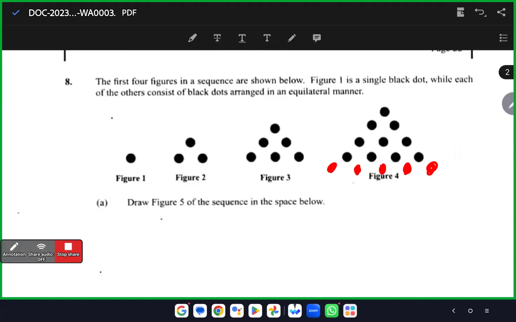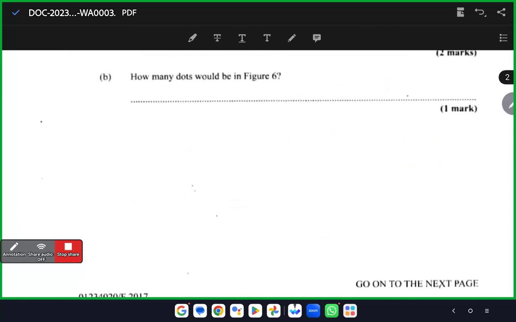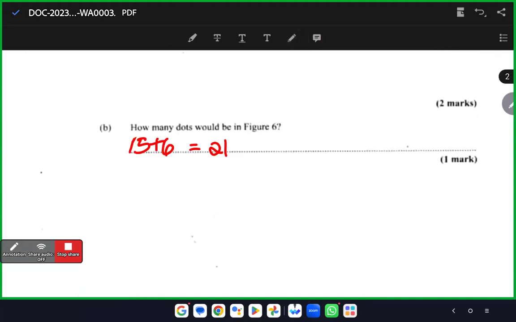And we know for each figure we go up, we add the same amount. So for figure 6, we'd add 6 dots to what figure 5 would have been. Since the number of dots for figure 5 is 15, the number of dots for figure 6 would be 15 plus 6, which would have been equal to 21. So the number of dots in figure 6 would have been 21 dots. All right, let's continue.